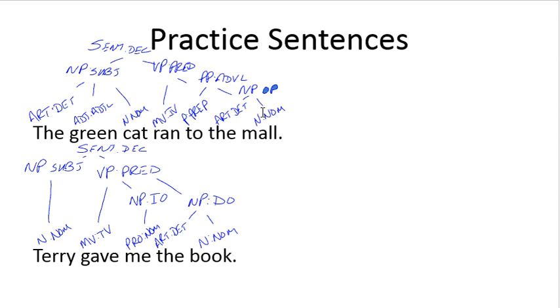To the mall is a prepositional phrase. It is adverbial because it's telling us where the cat ran. And the sentence is declarative.